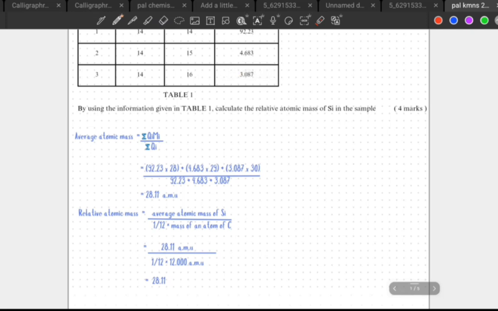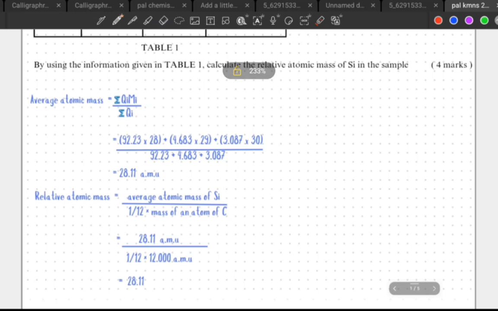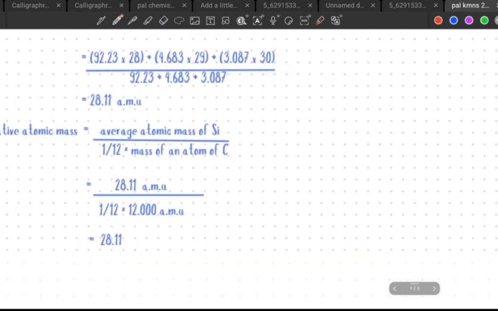Next, that was only average atomic mass, but the question asks for relative atomic mass. Average atomic mass, we determined here, is 28.11 AMU, and then mass of carbon is 12 AMU, and then the final answer we will get 28.11 without unit. This one you will get 1 mark. Final answer, 1 mark.